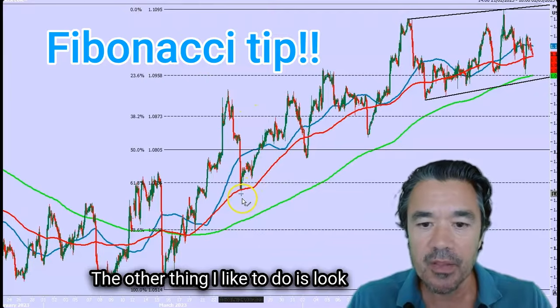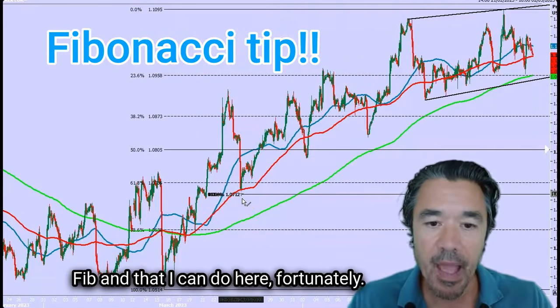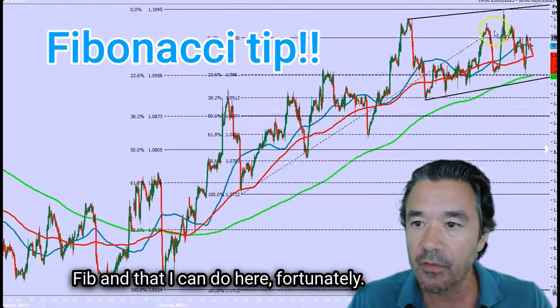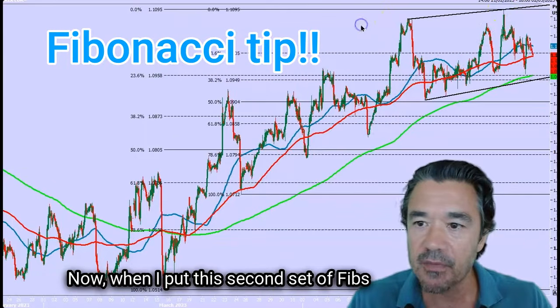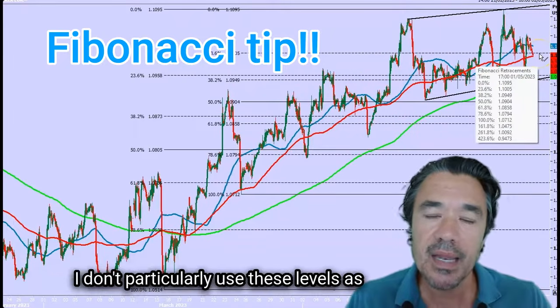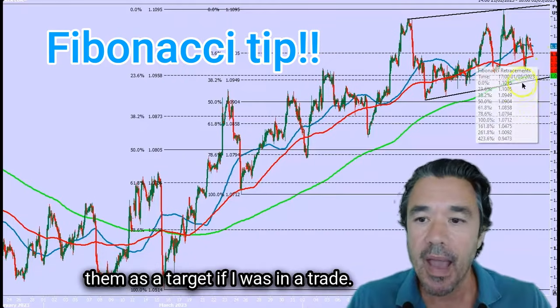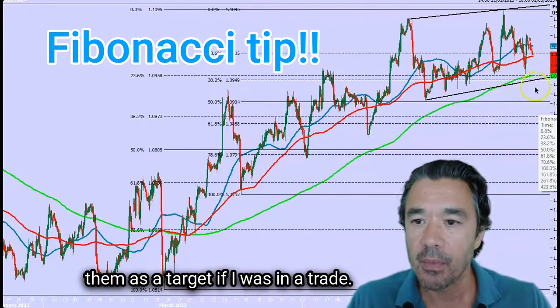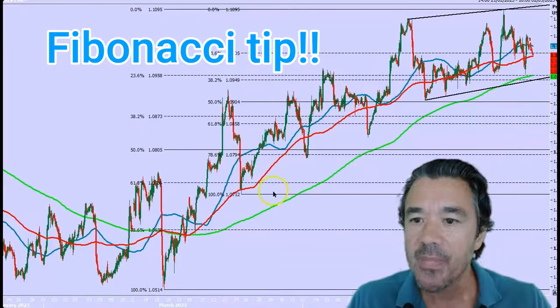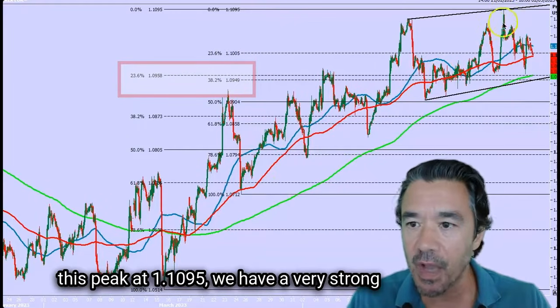The other thing I like to do is look for a swing low around the 61.8% fib. And that I can do here, fortunately. Now, when I put this second set of fibs on, this gives me another set of levels. I don't particularly use these levels as entry points, but I certainly would use them as a target if I was in a trade.